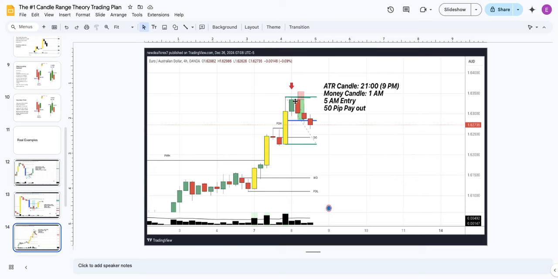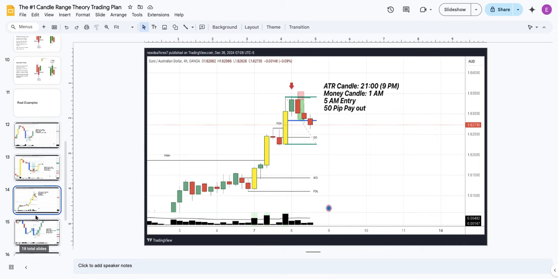Once I get the money candle, that's the sign where, hey, look, try to find a good entry and try to set your take profit at least to the middle of the range, or you can go to the bottom of the range if you'd like. I want to include this example to show that even if it doesn't close all the way to the bottom of the range, you can still get a decent move.